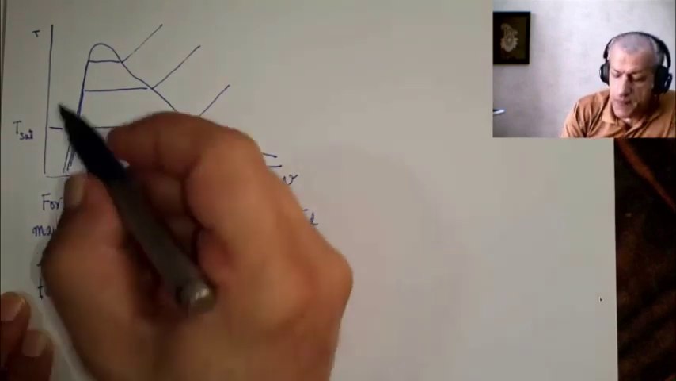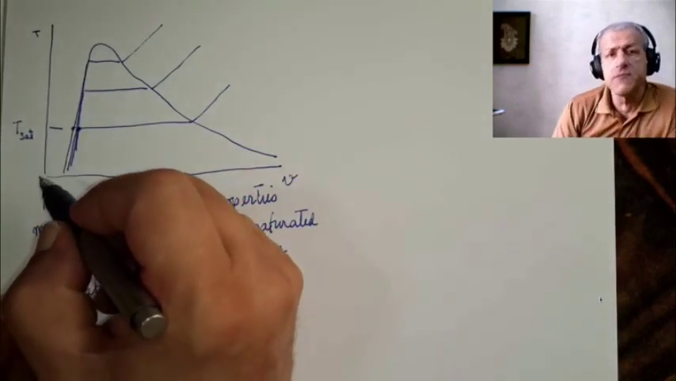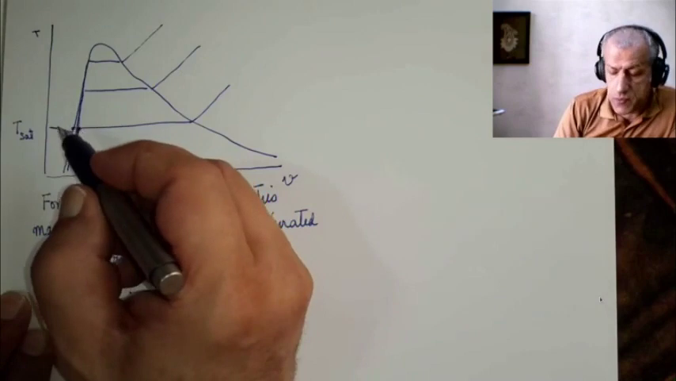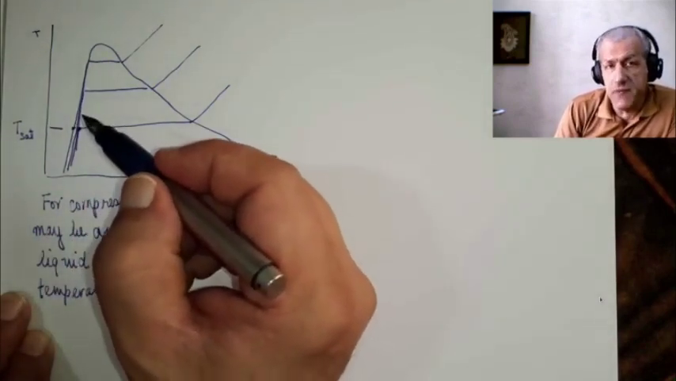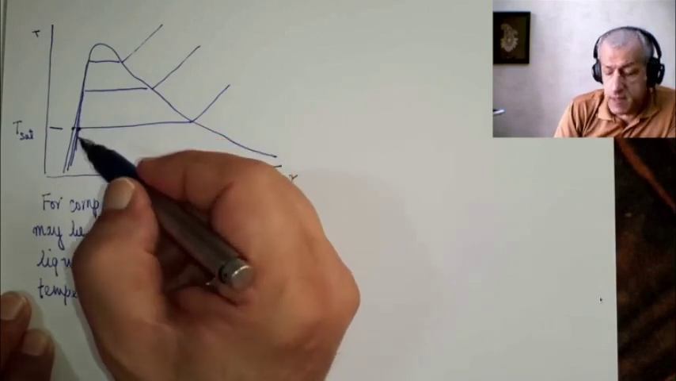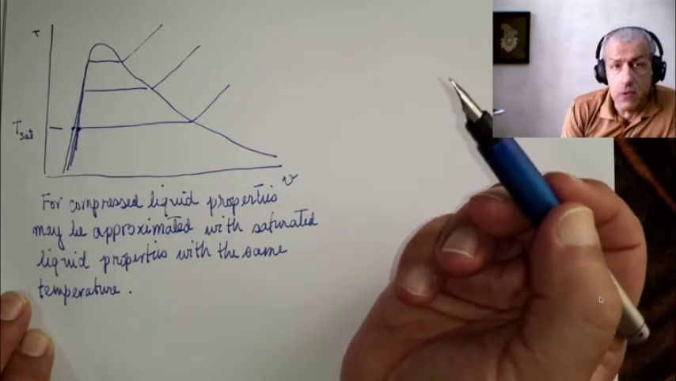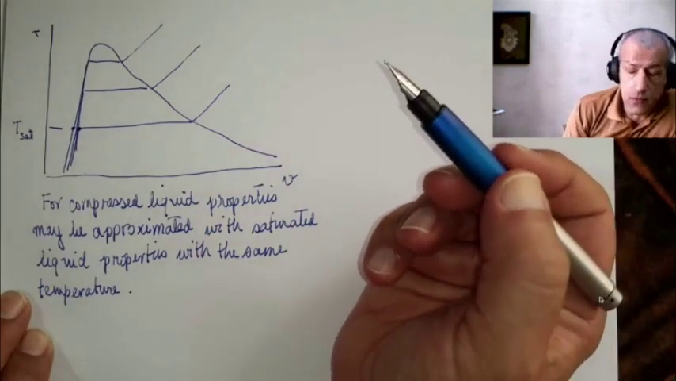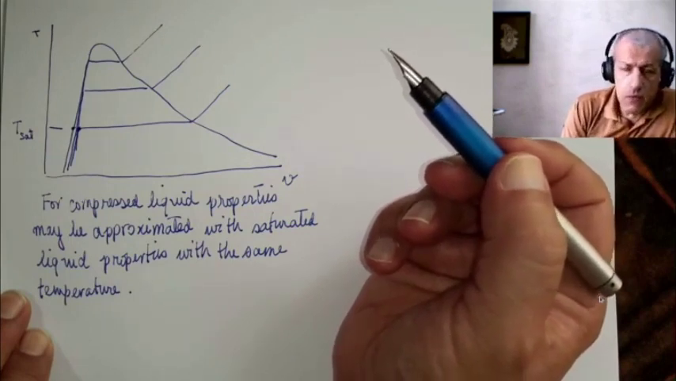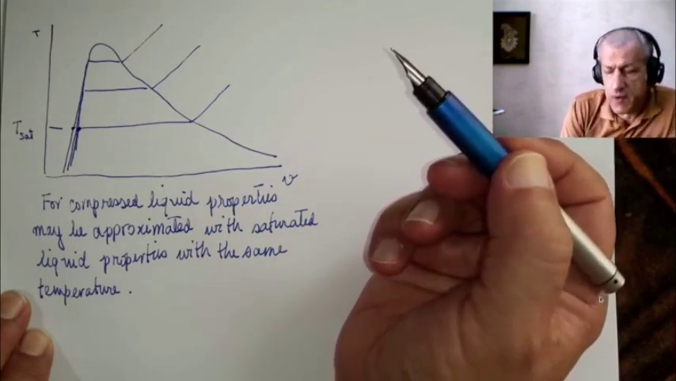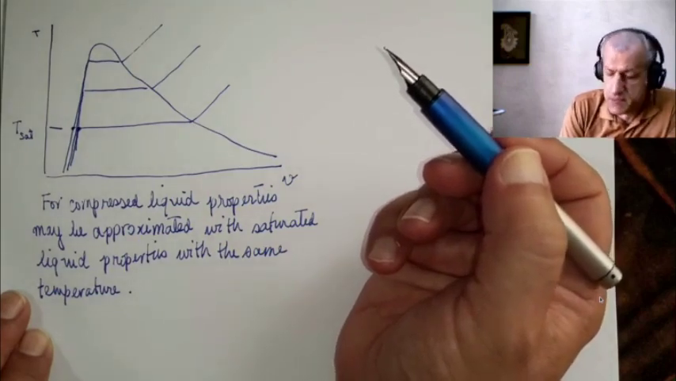So if you need a specific volume for this point, it would be just as good to read the specific volume of the saturated liquid, and that would be as good for a specific energy and for a specific enthalpy. All would be the same. It would be very good to just read the saturation properties.